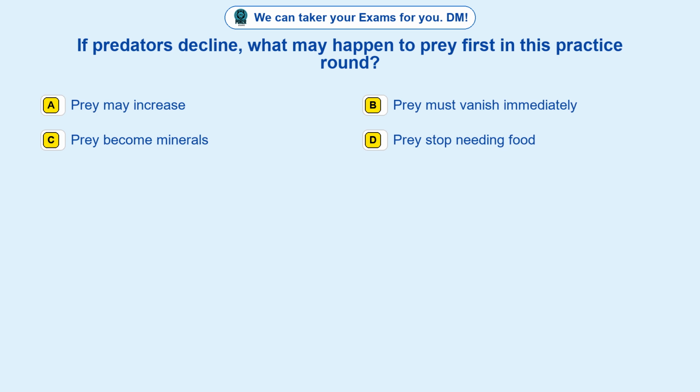Question 18. If predators decline, what may happen to prey first in this practice round? Option A. Prey may increase. Option B. Prey must vanish immediately. Option C. Prey become minerals. Option D. Prey stop needing food.